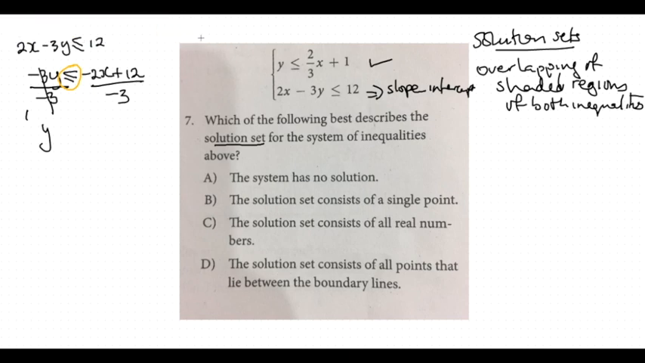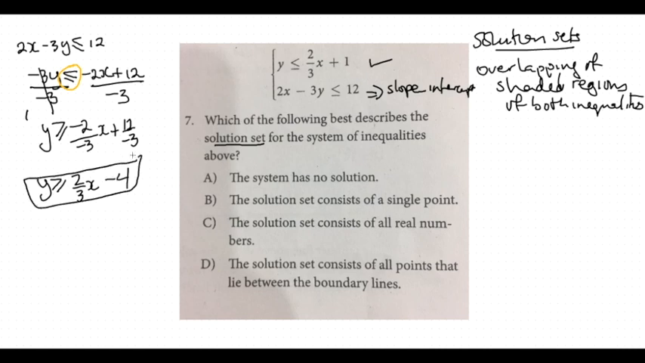So instead of less than or equal to, it's going to convert to greater than or equal to, and you're going to have negative 2 over negative 3 x plus 12 over negative 3. And I'll elaborate further. Negative over negative comes positive, right? So it's 2/3 x, and then 12 over negative 3 is negative 4. So this is the final equation in slope-intercept format.